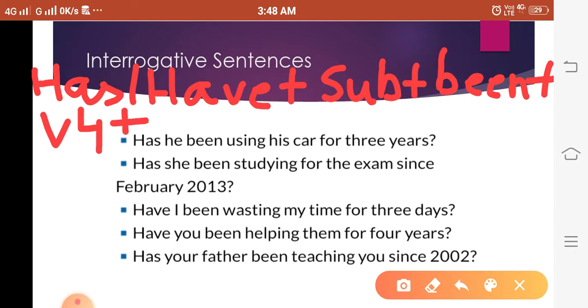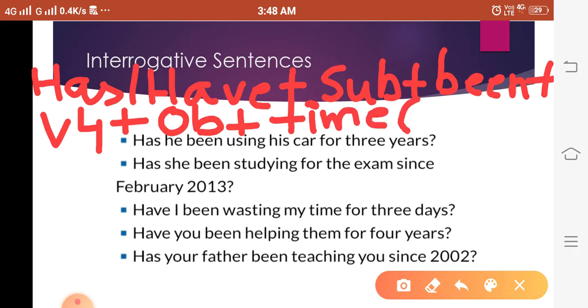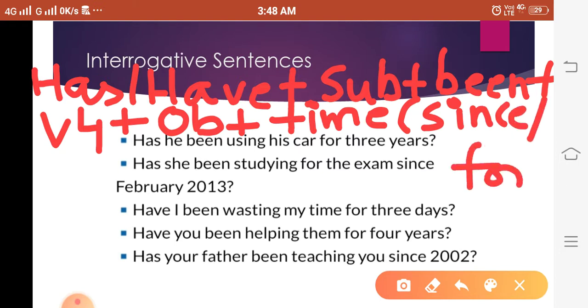Then object, then time reference, which is use of since or for, that depends on the time which is given next. Clear? Now let's see the examples based on this sentence structure.